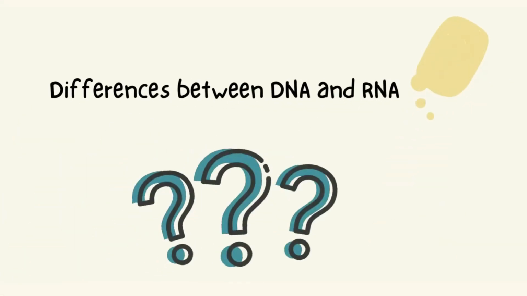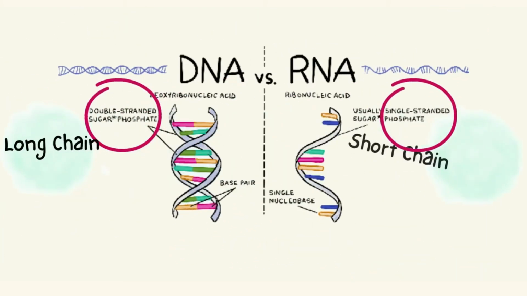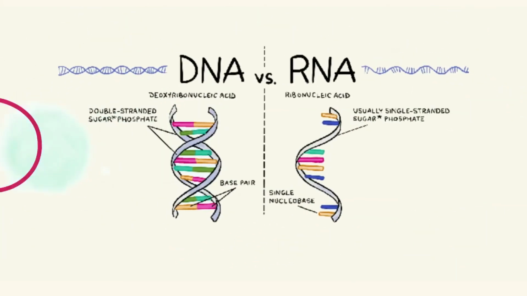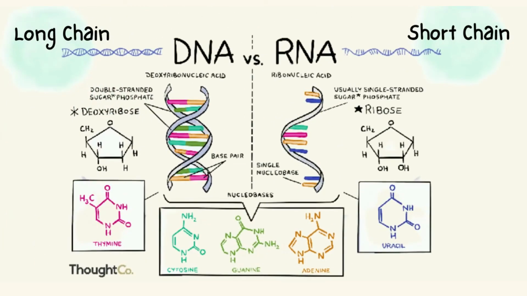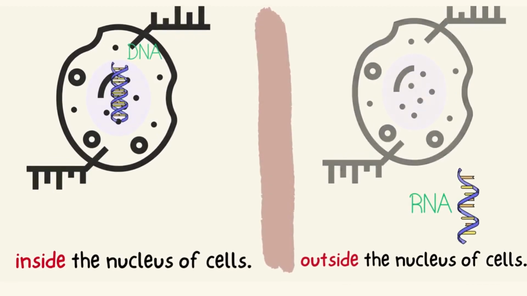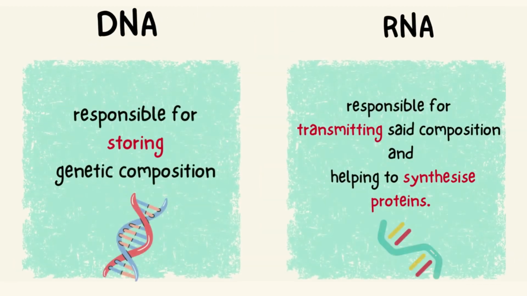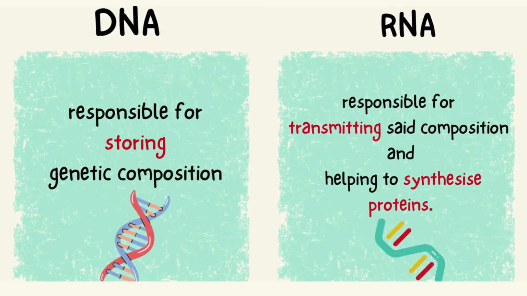Let's have a brief look at some differences between DNA and RNA, shall we? DNA is double-stranded while RNA is single-stranded. DNA is longer while RNA is shorter. DNA has a deoxyribose sugar backbone while RNA has a ribose sugar backbone. Next, DNA has the thymine base while in RNA, the base is replaced by uracil. Unlike DNA, RNA is found outside the cell nucleus. And lastly, DNA is responsible for storing genetic composition while RNA is responsible for transmitting said composition and helping to synthesize proteins.